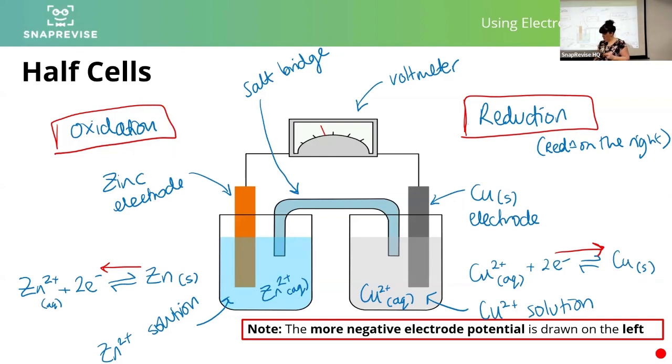What else? I'll just put, there should be a usually in there, because of course with the standard hydrogen electrode, we're measuring the electrode potential of specific half cells. The standard hydrogen electrode is always on the left, so sometimes you won't have the more negative electrode potential on the left. Sometimes it will be on the right. So usually we draw reduction on the right, apart from maybe with the standard hydrogen electrode.